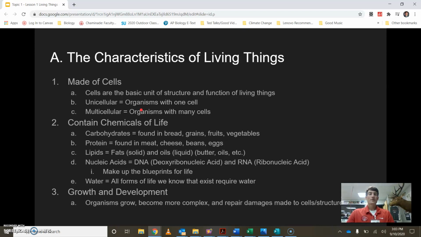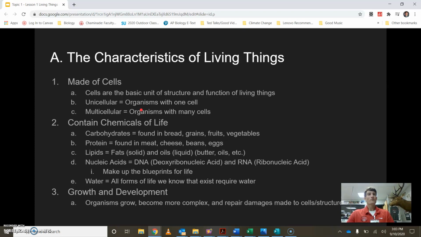The third is lipids. Lipids fall into one of 2 categories: either fats, which are solid at room temperature, or oils, which are liquid at room temperature. Butter is a good example of a solid lipid, so we would call that a fat.